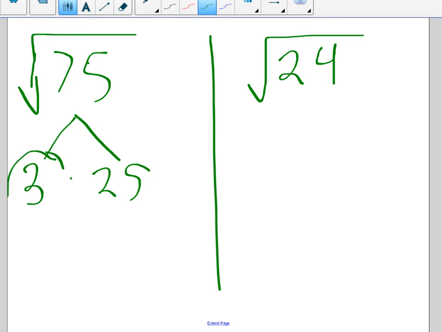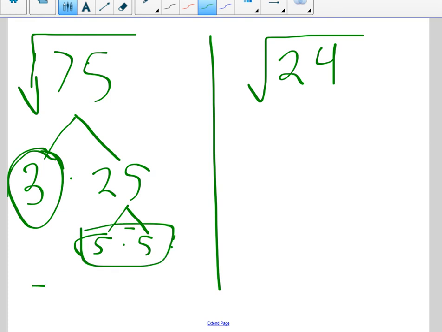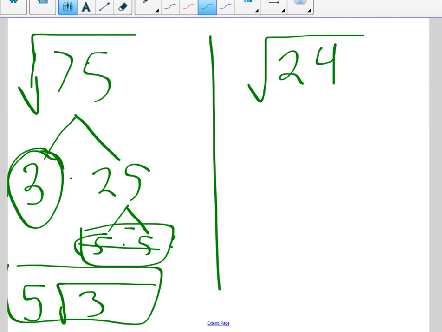3 is prime, so that one's done. And then 25, I'm happy with. I already know that it's a perfect square. It breaks down into 5 times 5, so I'm going to have that pair that's going to move outside the radical, which means that I've got a 3 left to go inside the radical, and I've got 5 radical 3 is what radical 75 breaks down into, and then try radical 24.